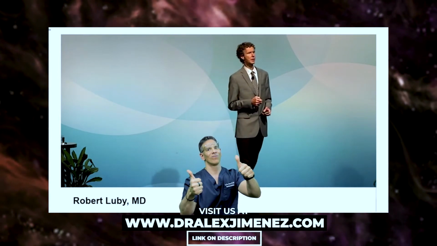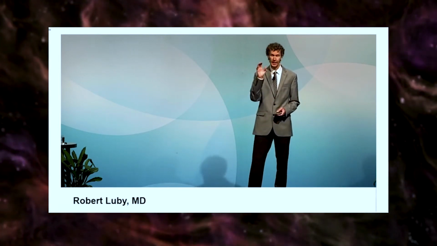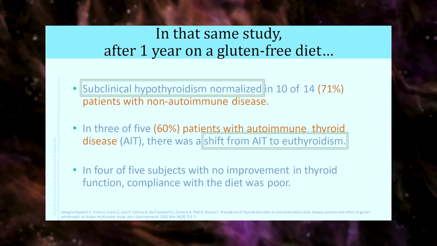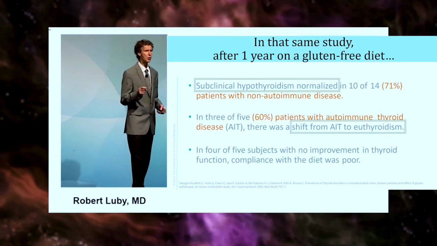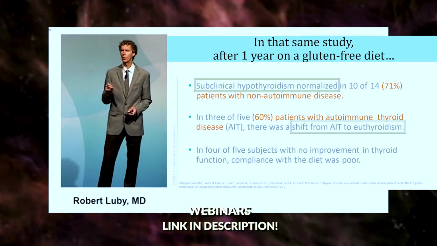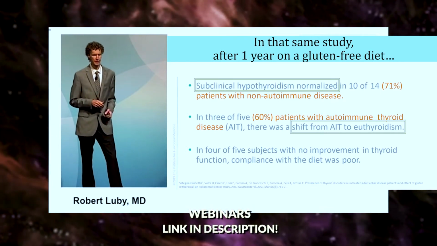What they did in this study was take patients who were celiac disease, and many of them had subclinical hypothyroidism. Many of them had autoimmune hypothyroidism. They'd never been on a gluten-free diet. When they put these patients on a gluten-free diet, the majority of them either no longer had subclinical hypothyroidism or normalized their autoimmune state to a euthyroid state.